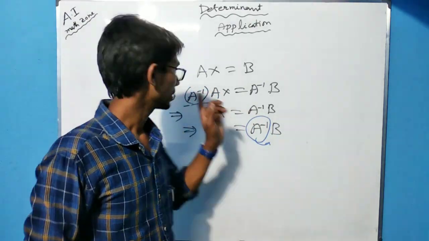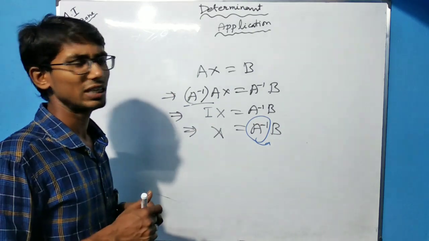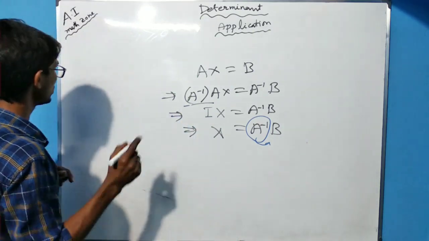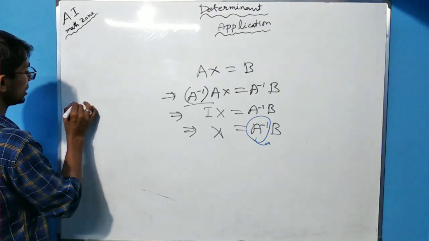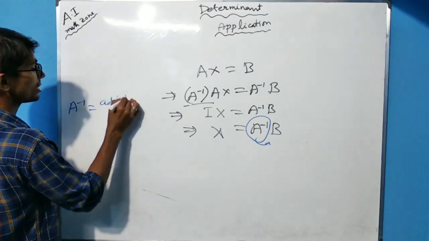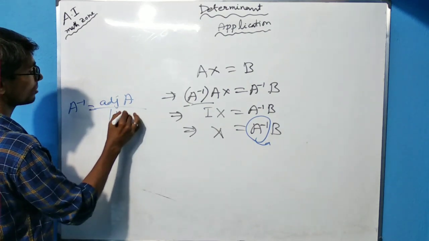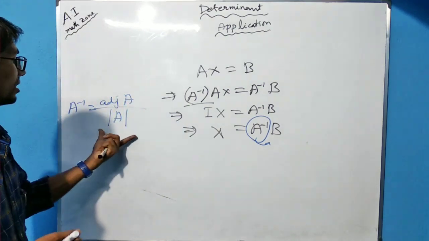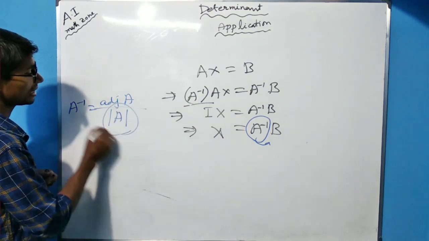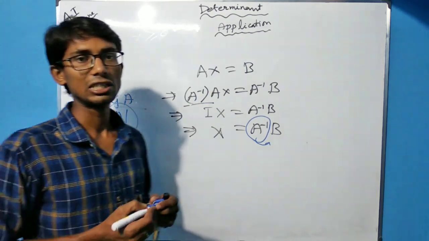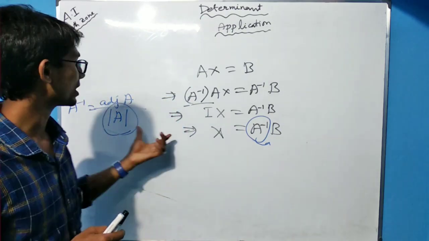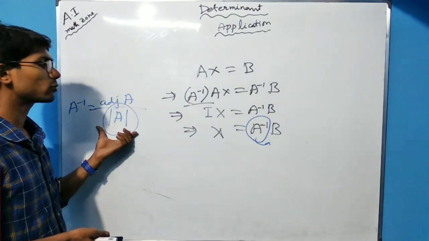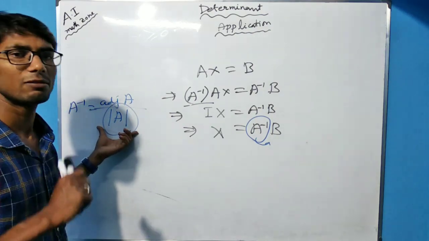But in the previous video, I have discussed how to find the inverse using adjoint and determinant. So it was A inverse = adjoint of A divided by determinant of A. Whenever we are trying to find the inverse, we have to test whether the determinant value is zero or non-zero. That means the given matrix is singular or non-singular. If the determinant is non-zero, then only the inverse exists.